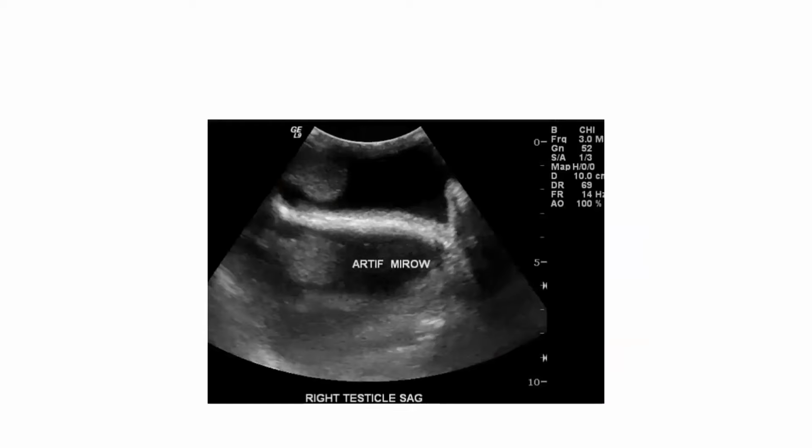This is a mirror image artifact. It is seen when there is a highly reflective surface in the path of the primary beam. See, there's a reflective surface on the path of the primary beam, because of which there has been production of this mirror image artifact of the right testicle, right? So this is mirror image artifact.